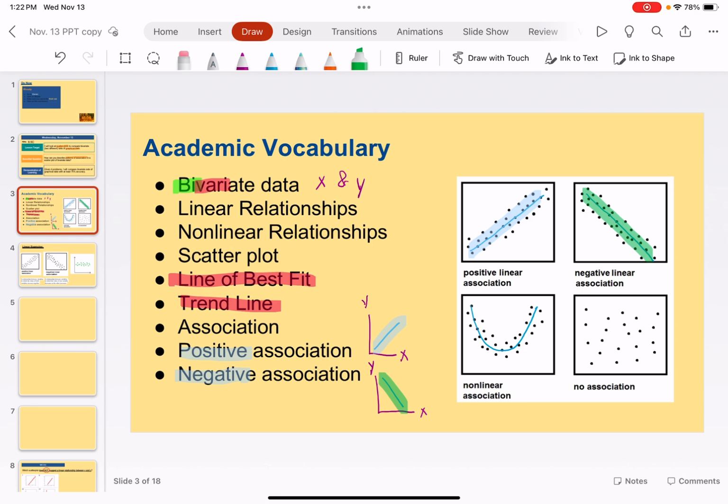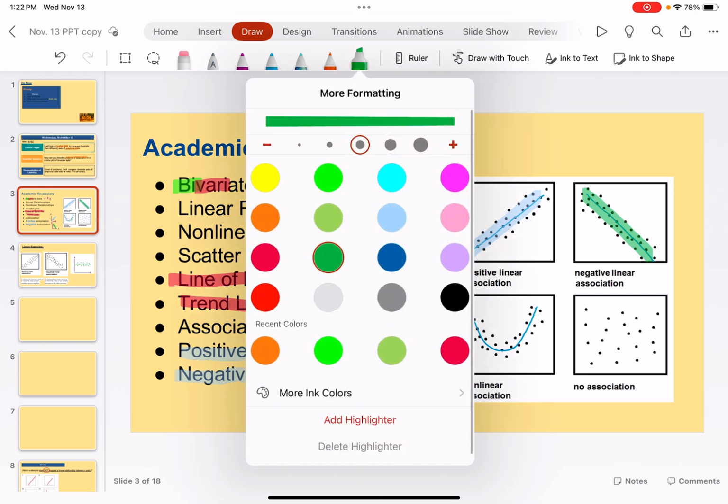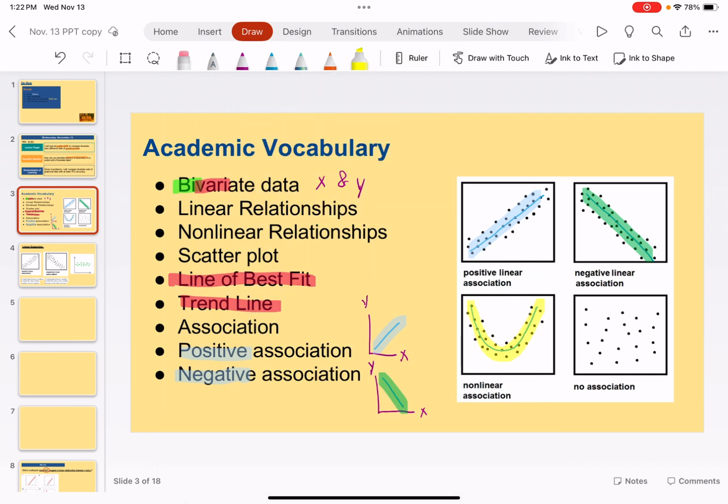For nonlinear association, you can see it's a line, right? But it's not a straight line. It's a curved line, like this. And no association is actually considered a type of nonlinear association, because nonlinear just means non-straight line. And so there is no line that we can draw that will go through all these points, right? And if we drew a line, you're going to see that it looks kind of crazy, right?